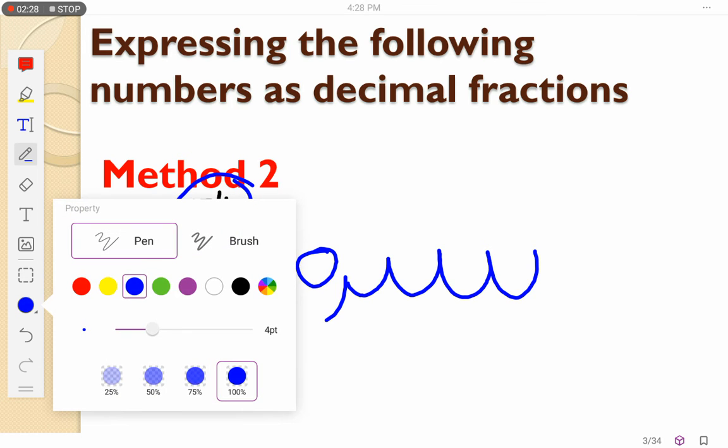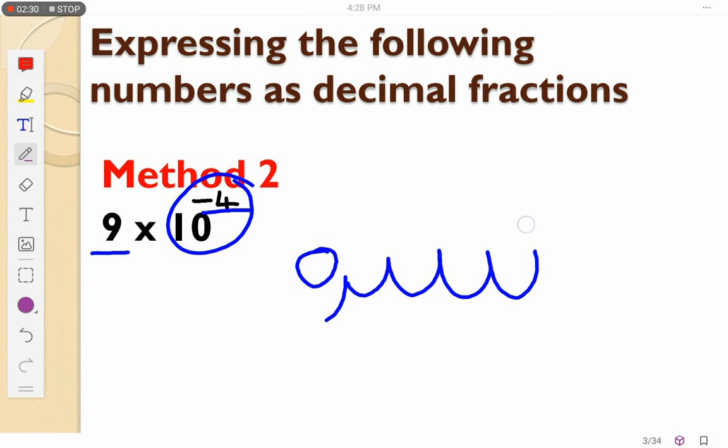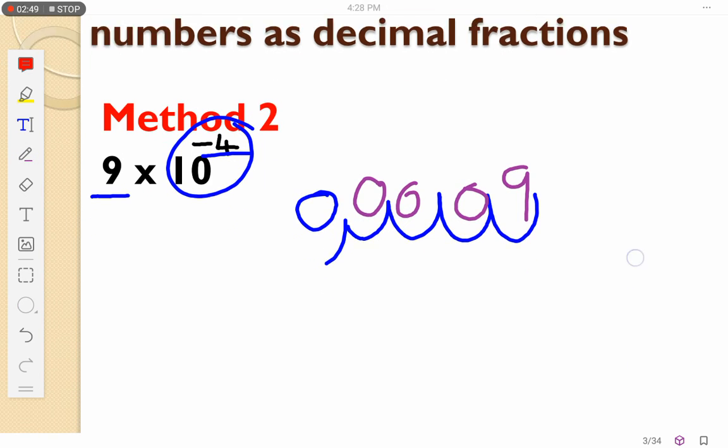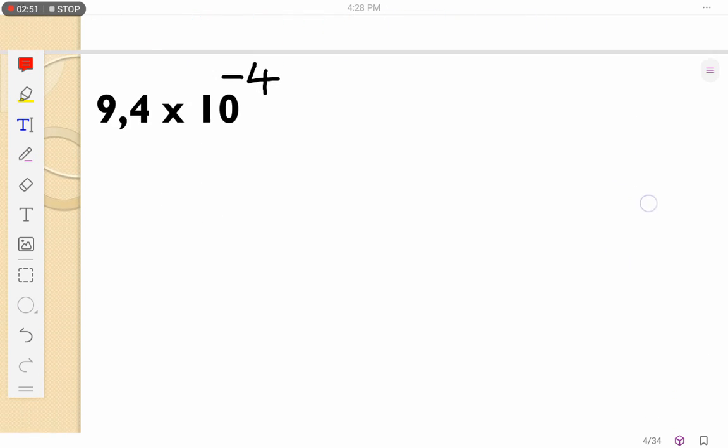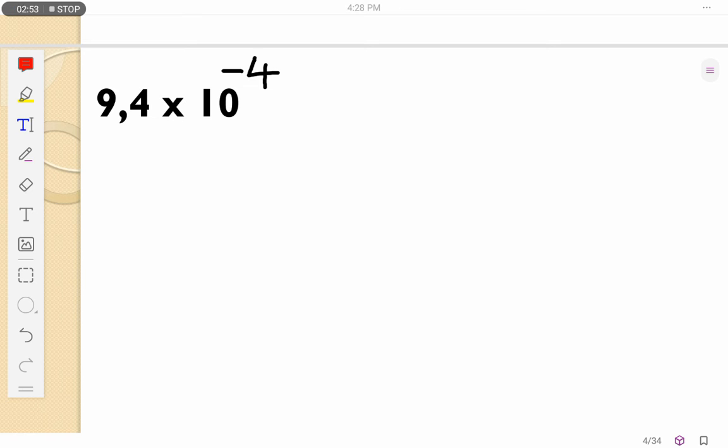Meaning to say my 9 is here. My 9 is here, because it's 9 there. So all these positions are zeros, like that. So that's what I do when I'm using this other method. It might be difficult for you in this scenario, so you can either use method number 1 or method number 2. Let's go on and do question number 2 there.